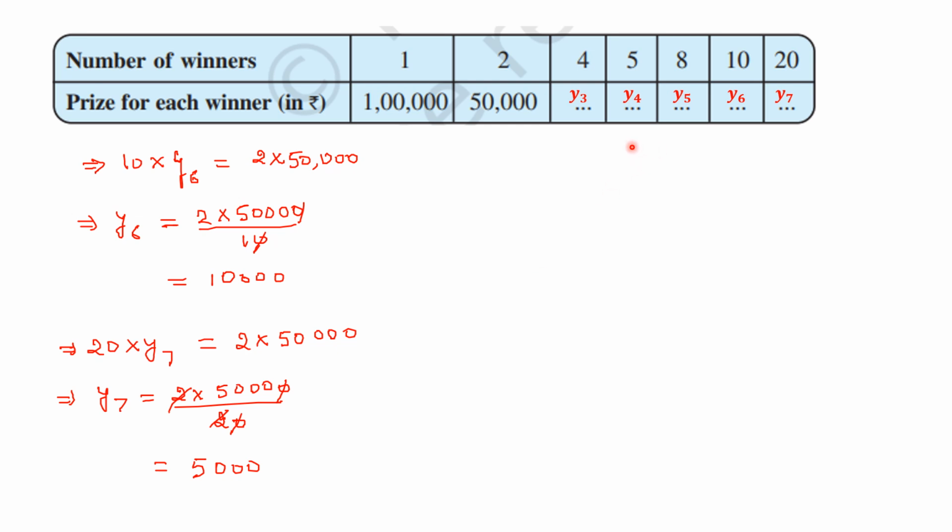So if you can see, as the number of winners are increasing, the prize money received by each person is decreasing, isn't it? First it was 1 lakh, then it became 50,000. Then for y3 it was 25,000, then 20,000, then 12,500, then 10,000, and at the end it is 5,000. So you can see, as the number of winners are increasing, the prize received by each winner is decreasing. So they are inversely related to each other. Okay.